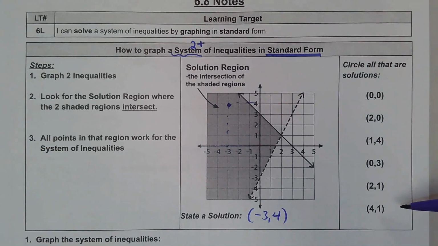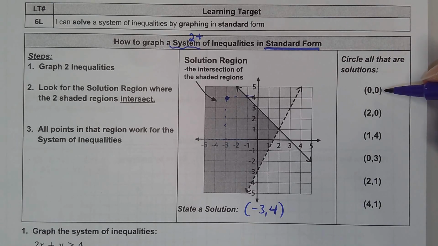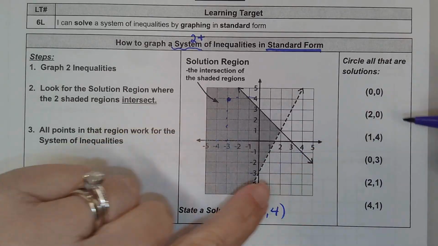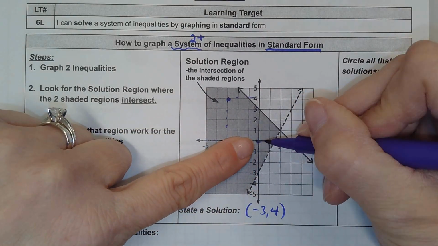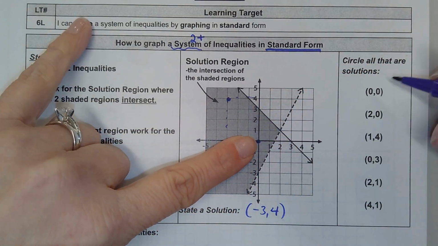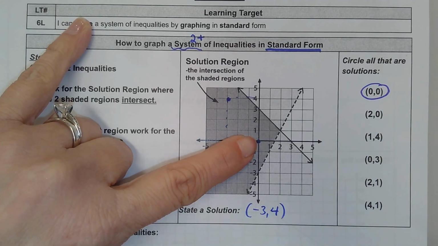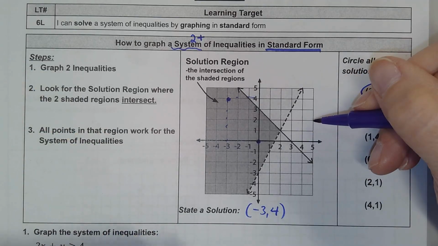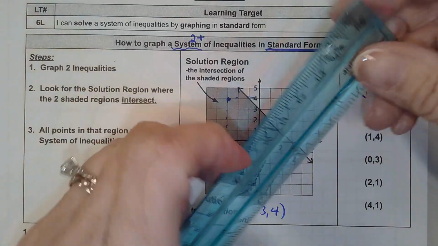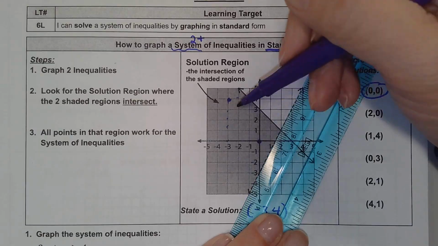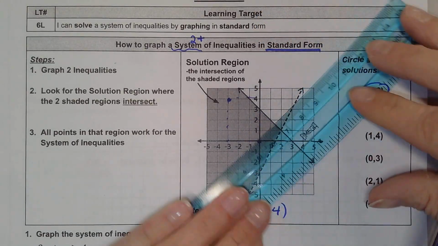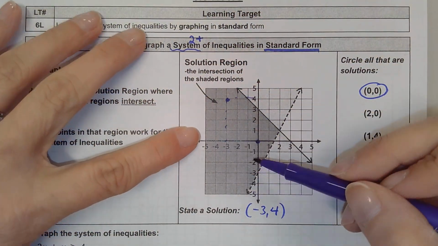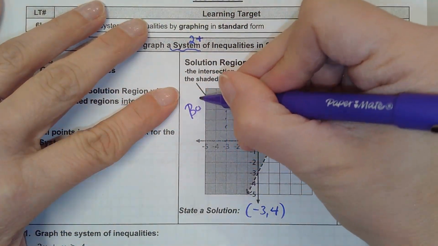Let's see if these are solutions. I like to find the point and plot it on the graph paper to see where it is. (0, 0) is right here, and that is, yes, in the solution region. This section is white. This is nobody. This section right here is only color 1, and this section is only color 2. But this is for both.